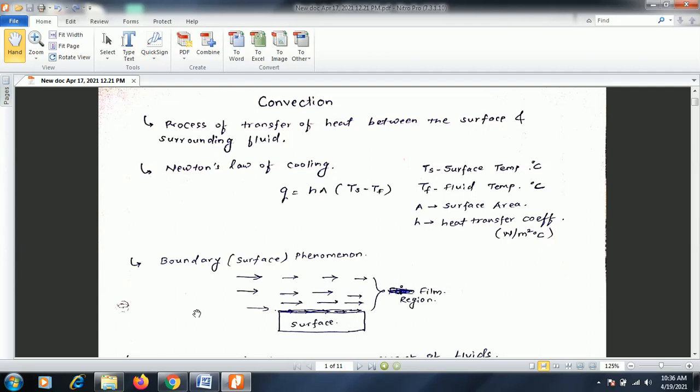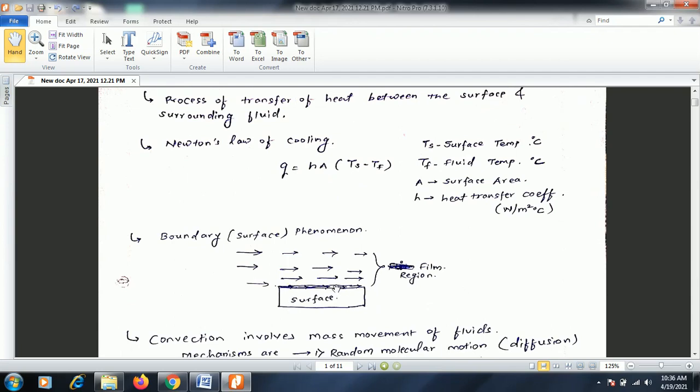As you can see, the surface has been placed and a fluid is moving over the surface. What is going to happen? A layer of air is going to form on the surface. As the surface is stationary, the air nearer to the surface will be stationary. So in that portion only conduction takes place.